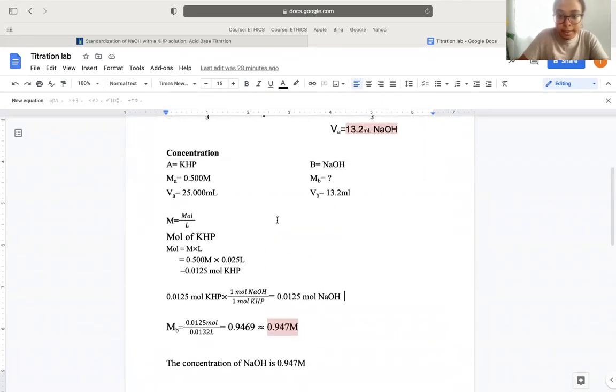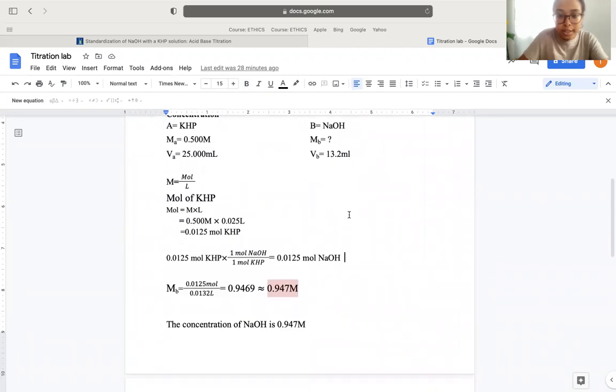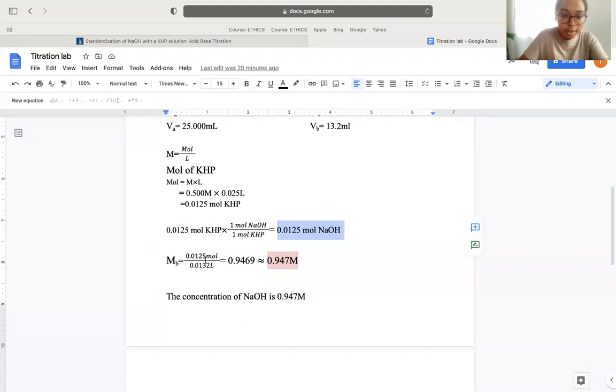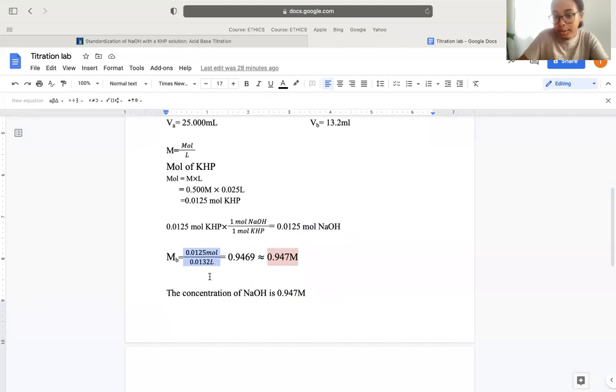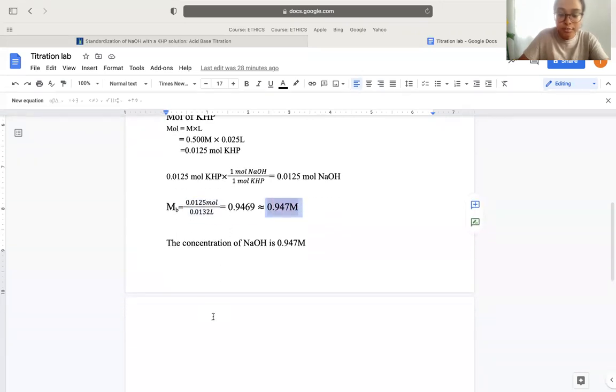So first, my liters of the base, which I got from the average volume, is 13.2 milliliters. To get the liters, I need to divide 13.2 by 1,000. So that will give me 0.0132 liters. So 0.0125 moles of sodium hydroxide divided by 0.0132 liters will give me 0.94969. That rounds to 0.947 molarity concentration of sodium hydroxide.